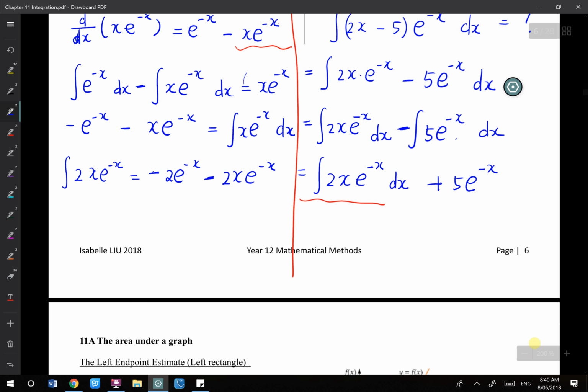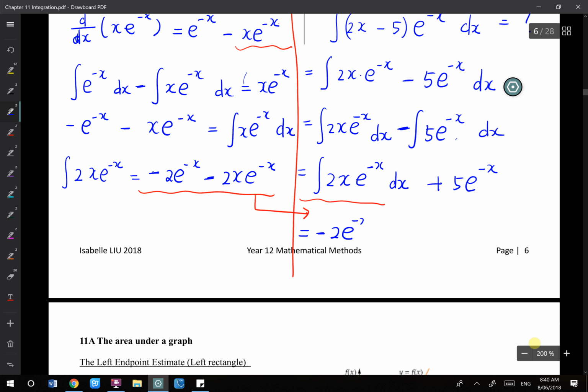So now I can put this answer back to here. This part gives me minus 2e^(-x) minus 2xe^(-x), and plus 5e^(-x) is what you originally get. And that equals 3e^(-x) minus 2xe^(-x).